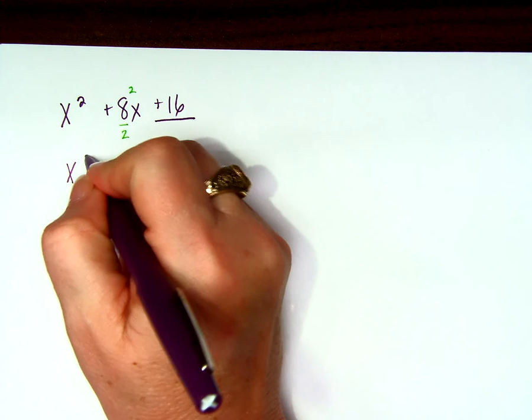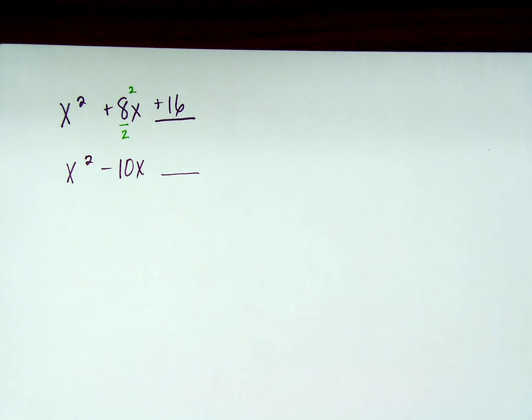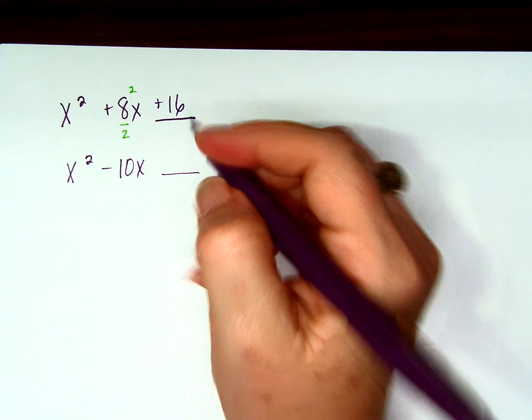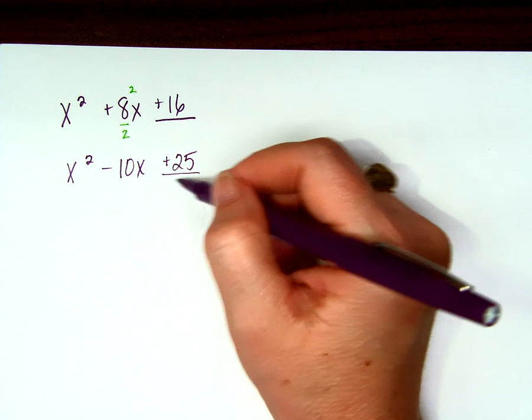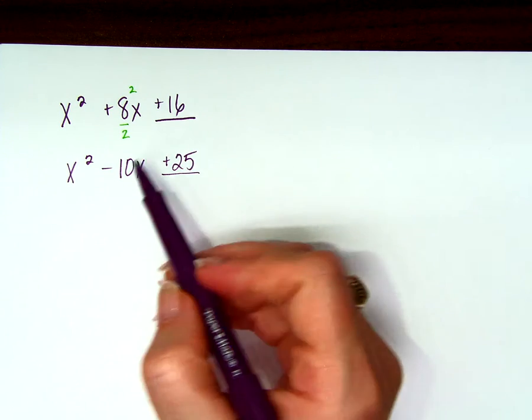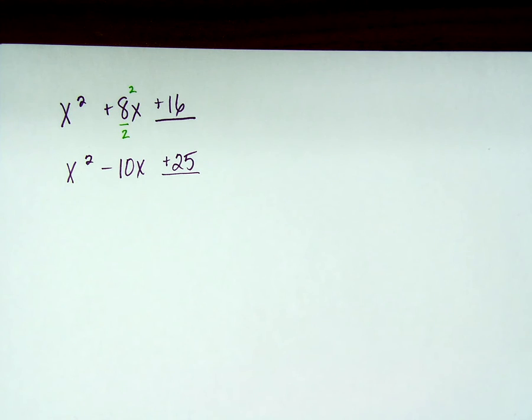What if it was x squared minus 10x? What number is going to go in the blank? Close. Very close. What's negative 5 times negative 5? Positive 25. Okay? So, will we ever subtract a term right here? No. Because anytime I divide this by 2 and square it, anytime I square a number, it's going to give me a positive value, right?